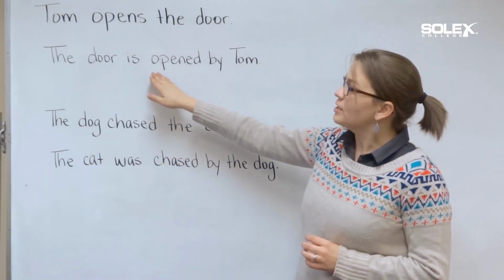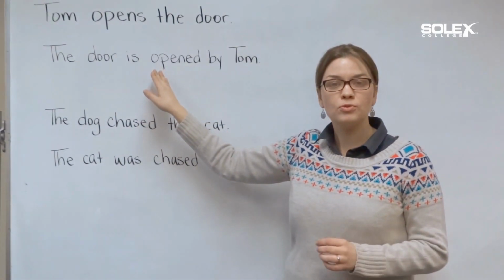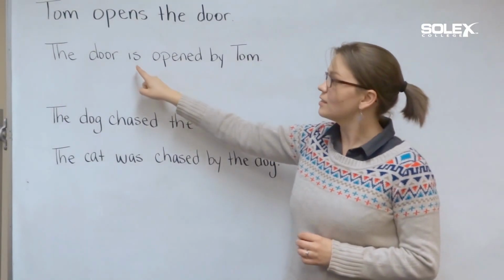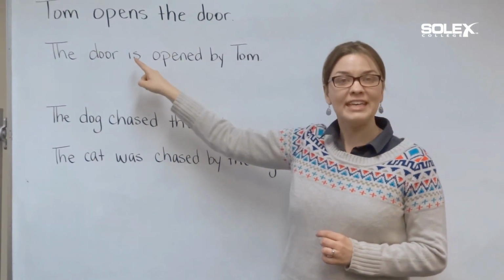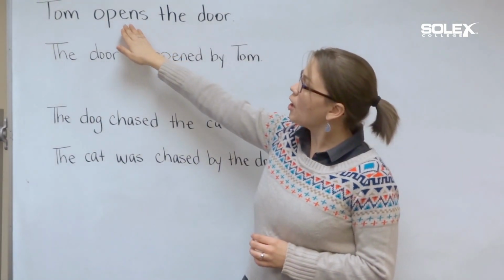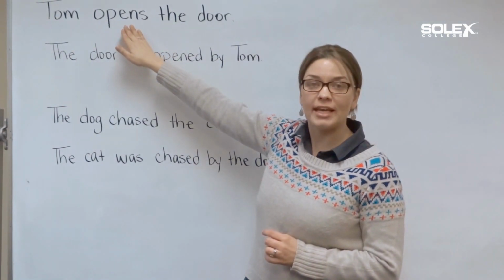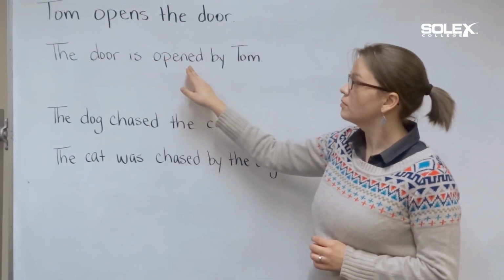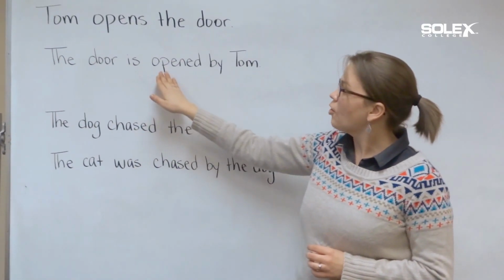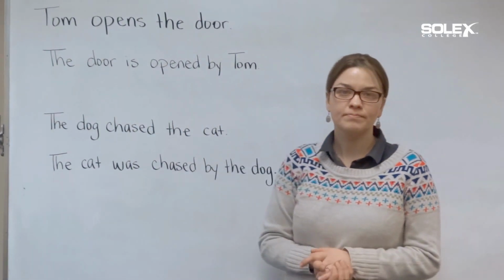Also in the passive voice, we always must use a form of the verb to be. In this sentence, the word is used. And our verb opens now takes its past participle, opened. The door is opened by Tom.